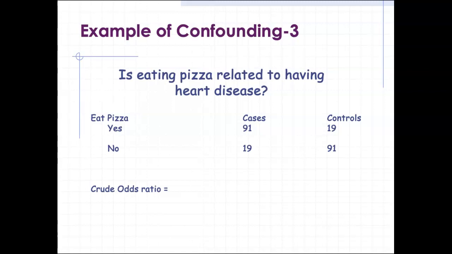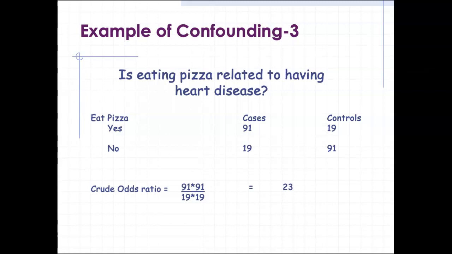The first thing I need to do is calculate my crude measure of association for the relationship between eating pizza and having heart disease. Given that this is a case control study, I know that I need to calculate an odds ratio. To calculate the odds ratio, you would set up the information that's been given to you in the problem in a 2x2 table, which is displayed here. You can see that those who ate pizza are here on the exposure, and the cases and controls are here at the top, and I've plugged in those numbers. When you calculate that crude odds ratio, that would come out to 23.